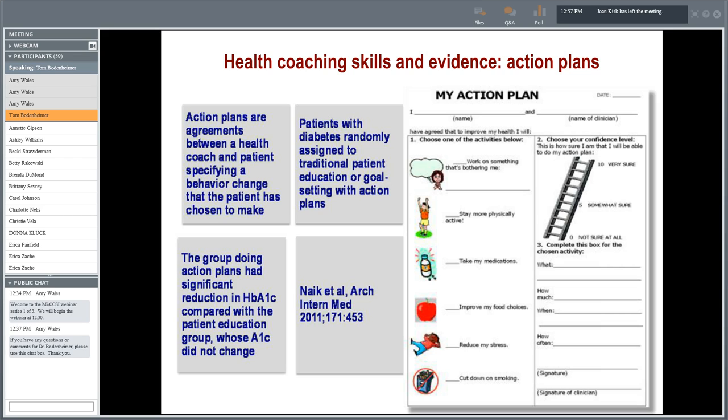That's what we do with our action plan, whether it be with physical activity, medication adherence, or something else that's bothering them. So do any of you do that kind of action plan discussions with patients?